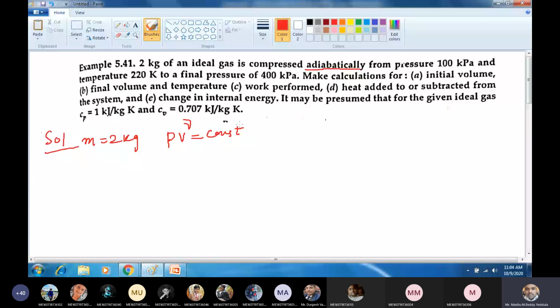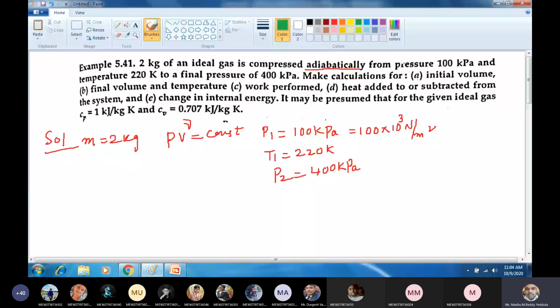Adiabatic process means it is reversible. Adiabatic is also called an isentropic process, and the governing equation is PV power gamma is equal to constant, from pressure P1 equal to 100 kilopascal, that is 100 into 10 power 3 Newton per meter square, and temperature T1 equal to 220 Kelvin, to the final pressure P2 equal to 400 kilopascal. This is the data given, and the CP and CV values are given.